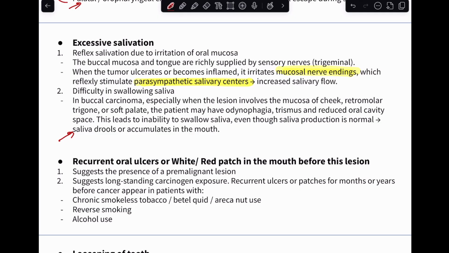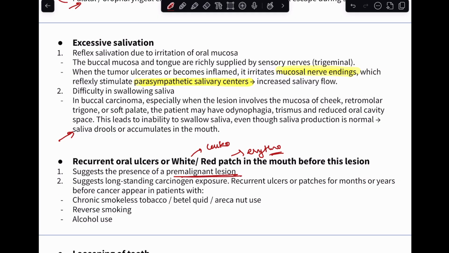Next is recurrent oral ulcers or a history of white or red patch in the mouth. Now, white or red patch indicates what? The white patch will indicate towards leukoplakia and the red patch will indicate towards erythroplakia. We'll discuss this later when we are talking about pre-malignant lesions in the oral cavity. So, whenever there's a history of such a thing, it will basically indicate the presence of a pre-malignant lesion.